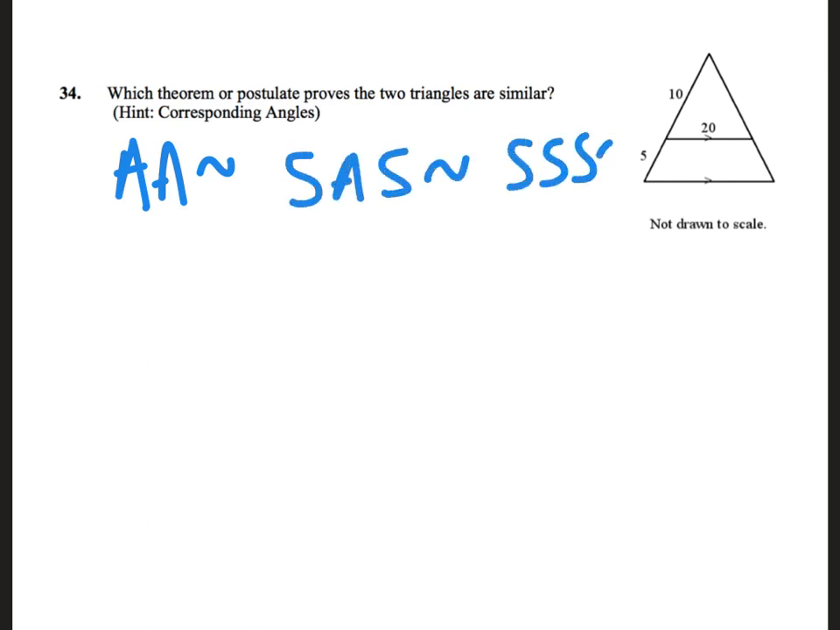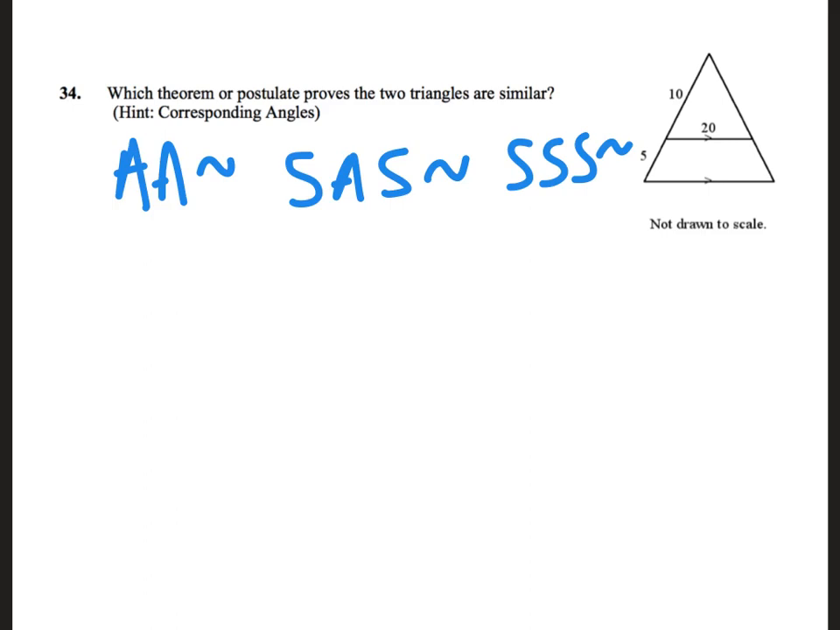Fabulous. All right, our last one says, which theorem or postulate proves the two triangles are similar? Again, your choice for this is going to be angle-angle similarity, which means you have two angles that are congruent, which means your triangles have to be similar. You could have side-angle-side similarity, or you could have side-side-side similarity.